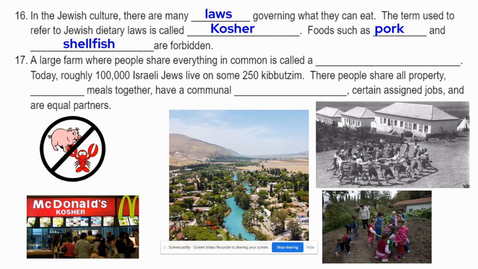All right. A large farm where people share everything in common is known as a kibbutz. Today, there are roughly 100,000 Israeli Jews that live on some 250 kibbutzim. These people all share property. They eat their meals together, and they also have communal nurseries, certain assigned jobs, and equal partners within the operation. Some of the photos that you see below on the middle and the bottom right-hand corner are pictures of a kibbutz.